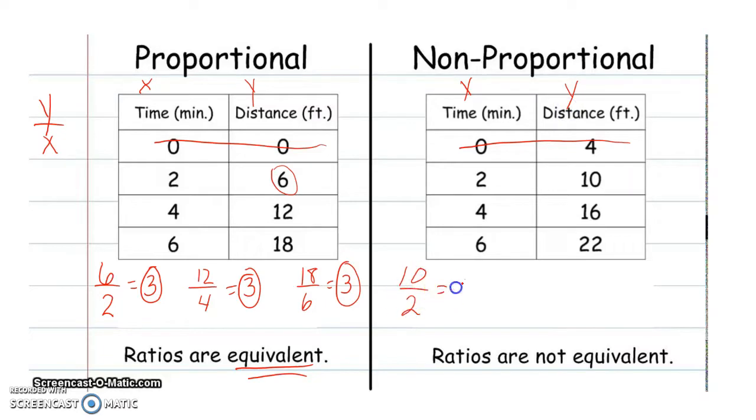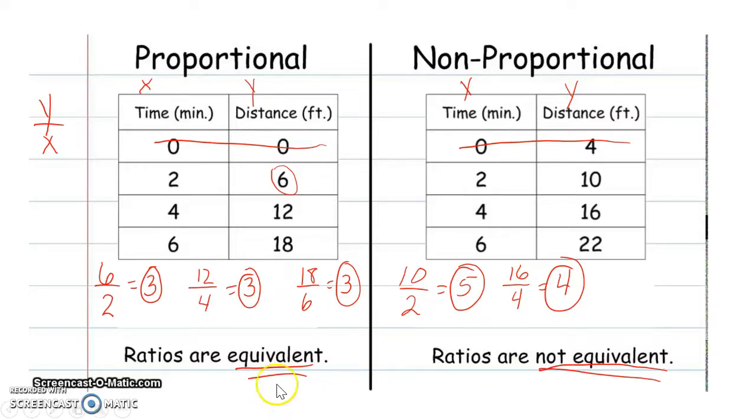10 divided by 2 is 5. Not 4. 16 divided by 4 is 4. I can stop right here. I did not get the same constant of proportionality, 10 over 2 is not equal to 16 over 4. So since my ratios are not equivalent, I cannot find a constant of proportionality. I do not have a proportional relationship. I don't even need to check 22 over 6 because if one doesn't work, the whole thing doesn't work.